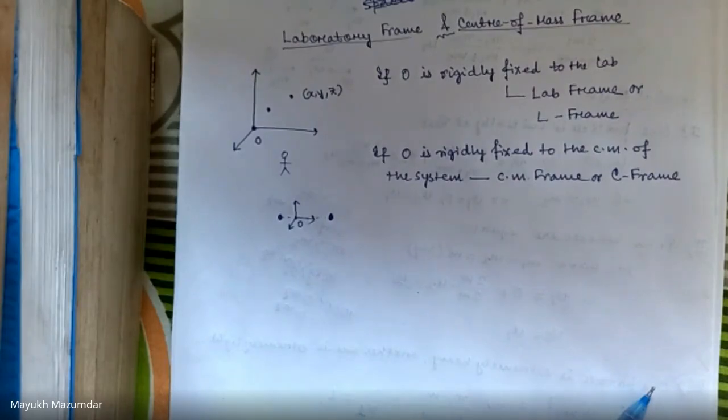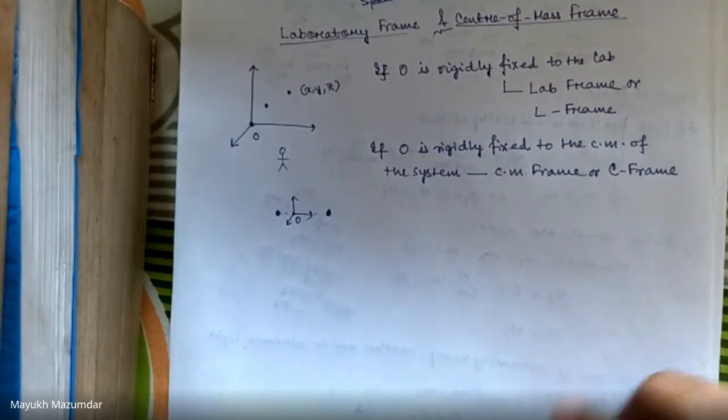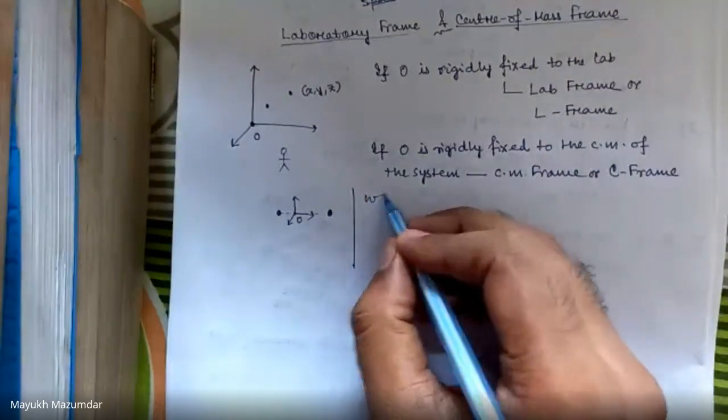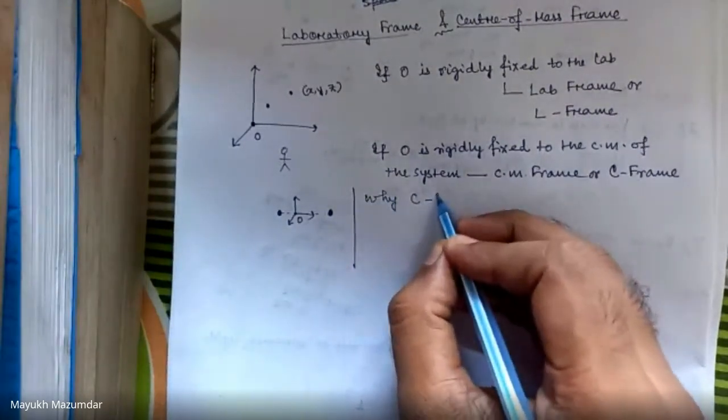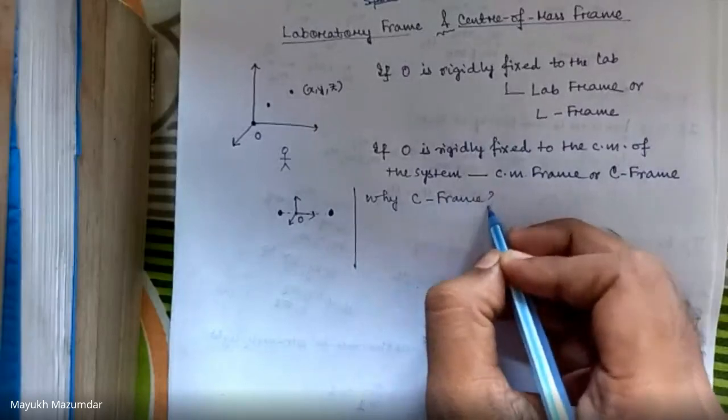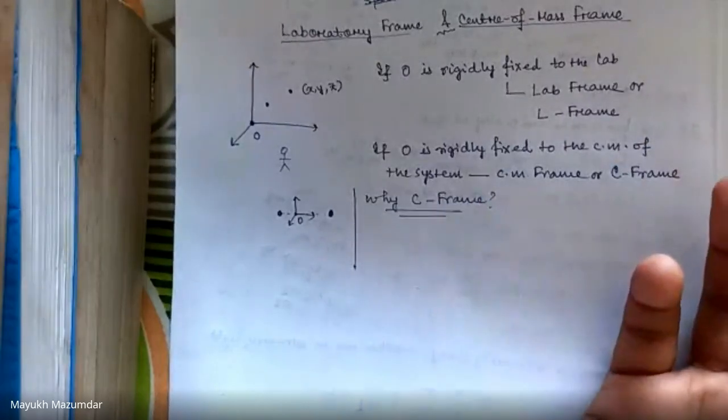Okay, fine. So why the center of mass frame, the C frame? The L frame is, knowingly or unknowingly, the one we always consider.